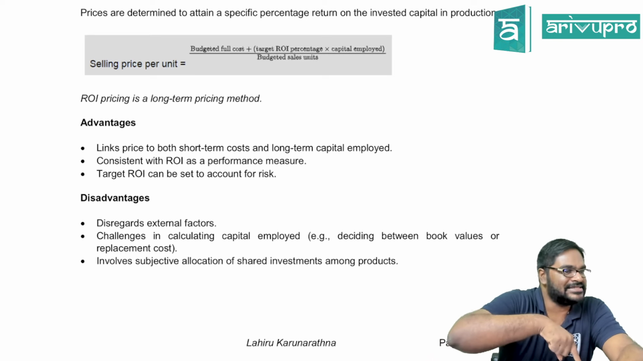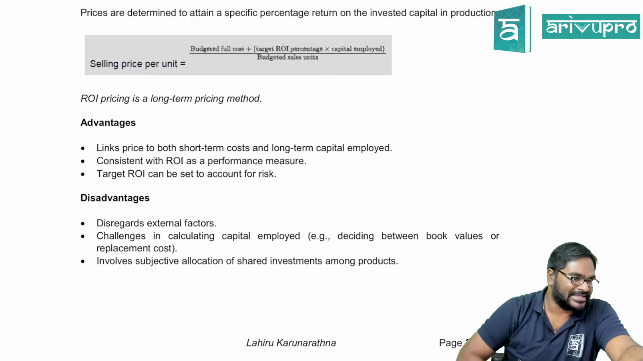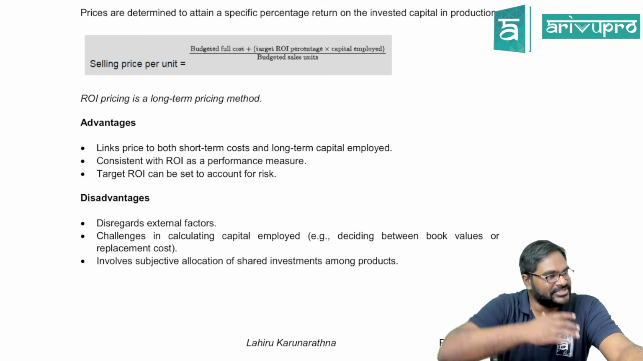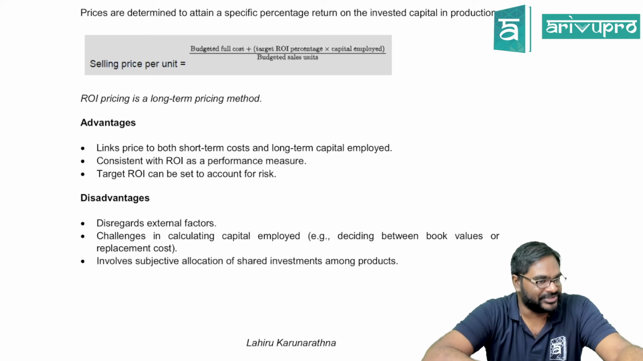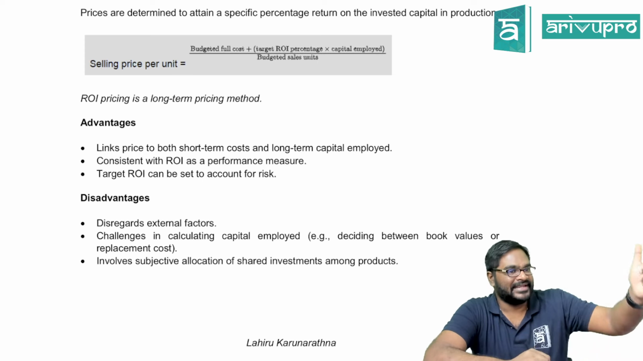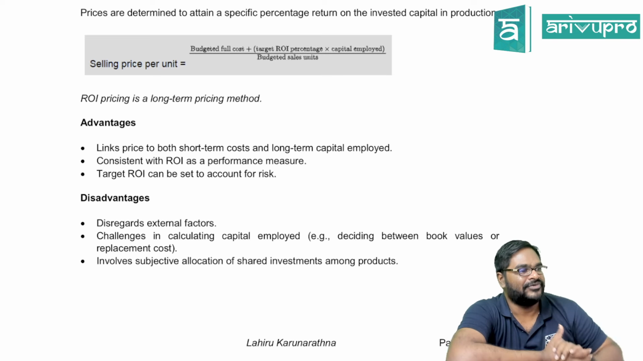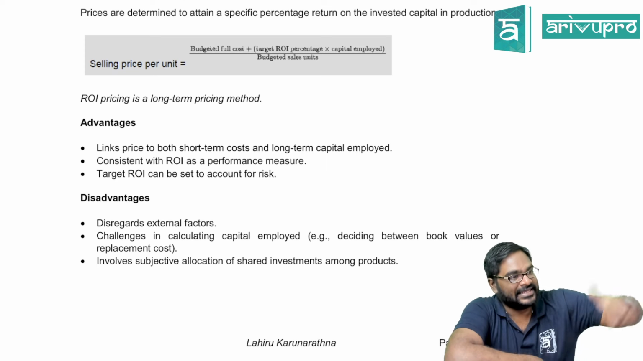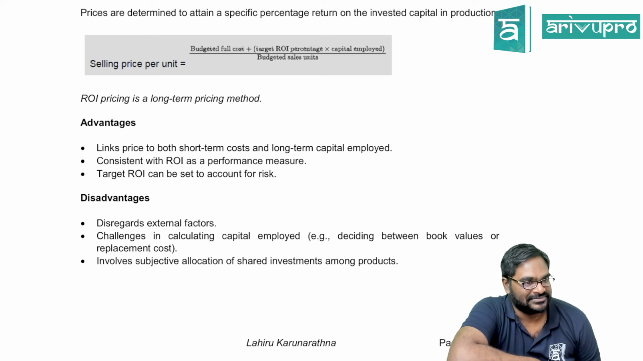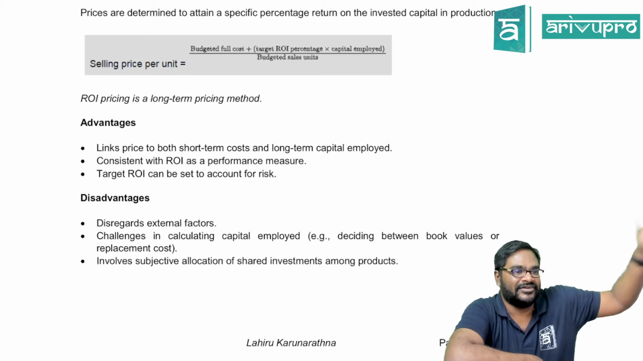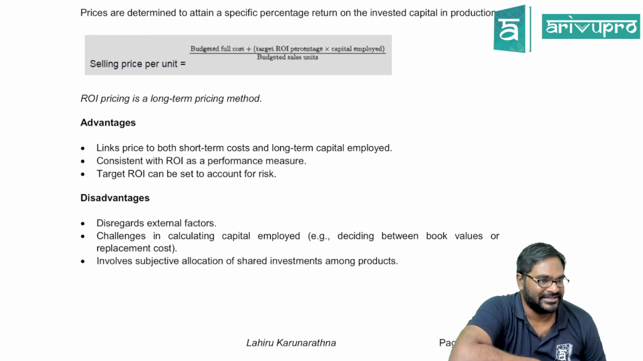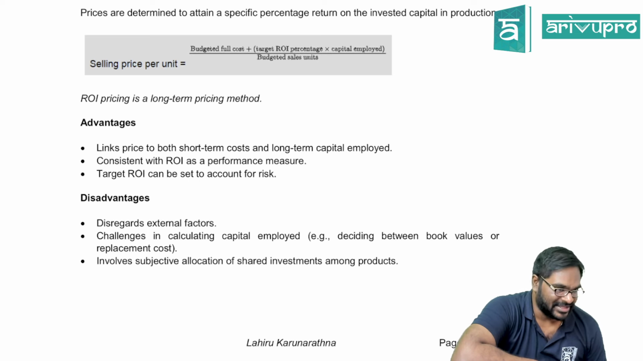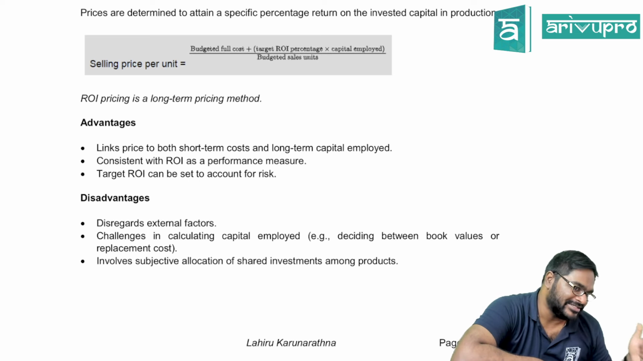Second one, consistent with ROI as a performance measure. So in your financial accounting, you will be using ROI as a KPI, right? Key performance indicator. You would be using ROI in your financial accounting for sure to assess how your managers, how your directors have performed their job, isn't it? Now we are aligning our pricing to ROI. So obviously the possibility of satisfying your investors is high because we are trying to achieve their expected return. Are we okay?